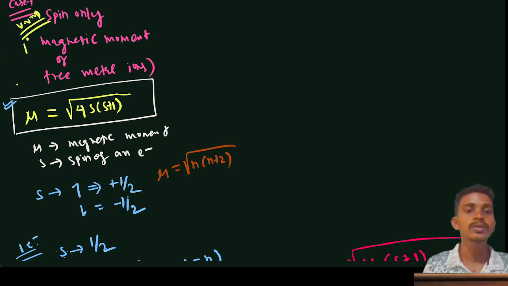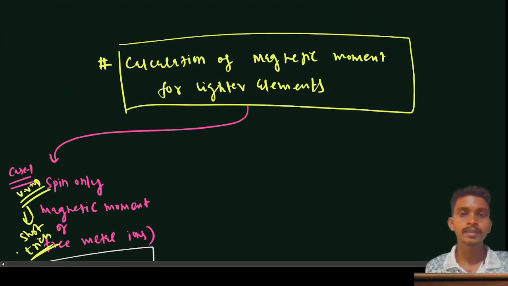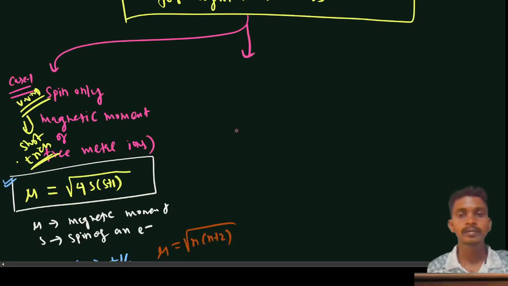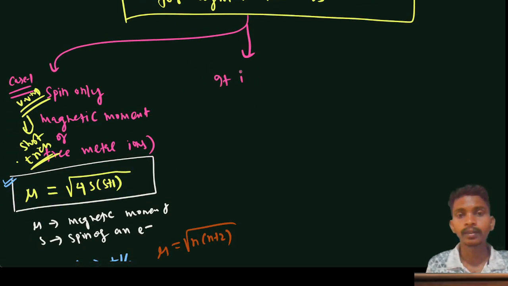Okay, and you use that short trick if this is asked. Okay, now next, there is another type, that is if it is triply degenerate.